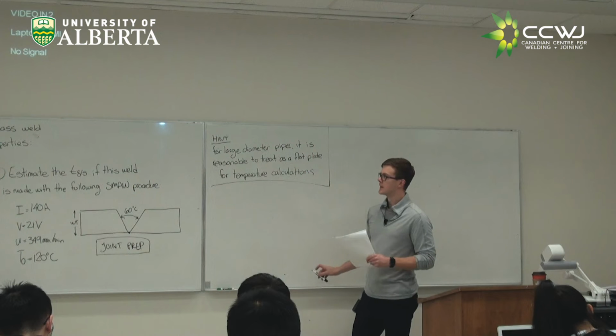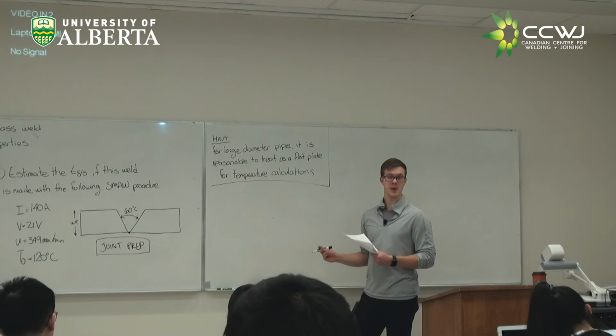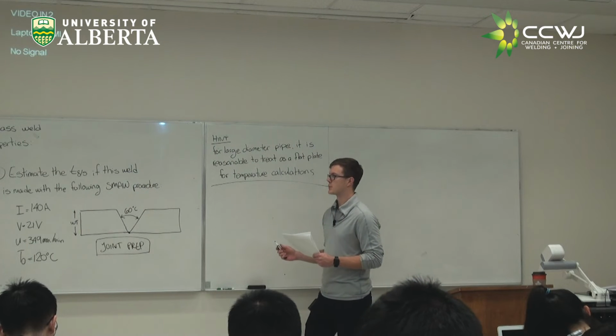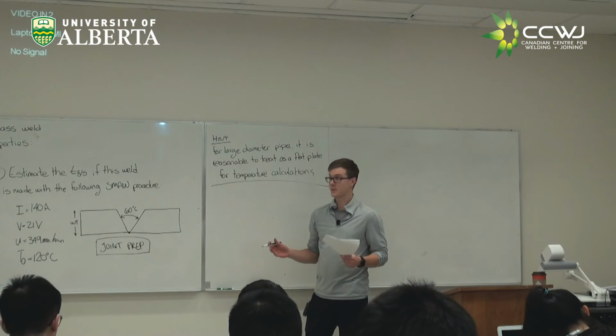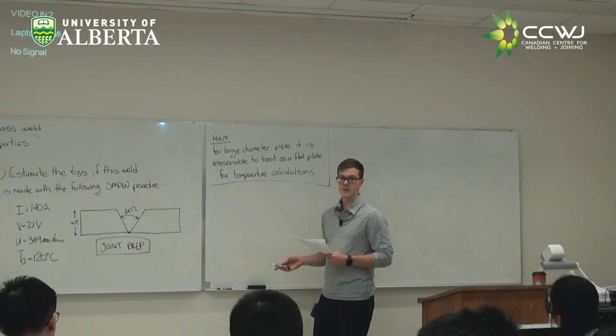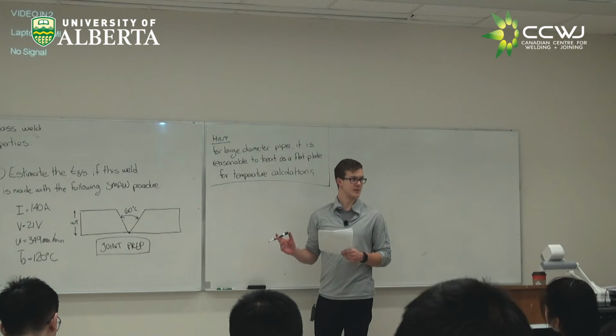So, a little bit different than the first example. Now we're looking at a pipe. We're given that the pipe has a wall thickness of 11.4 millimeters. We're given the diameter of the pipe. We're given the material and the material properties, very similar to what we used for steel in the previous example.